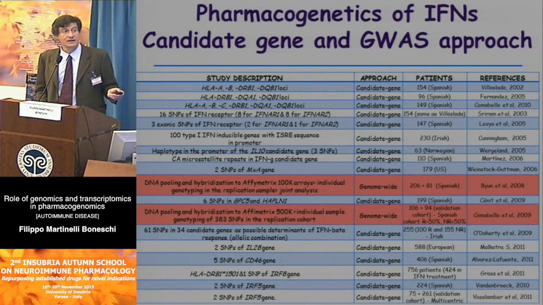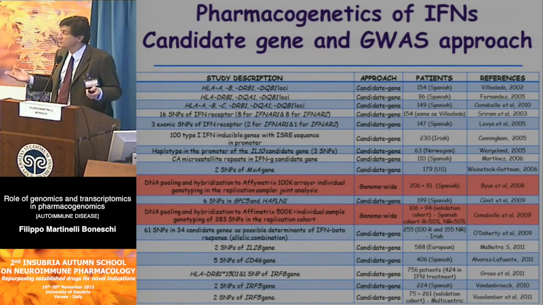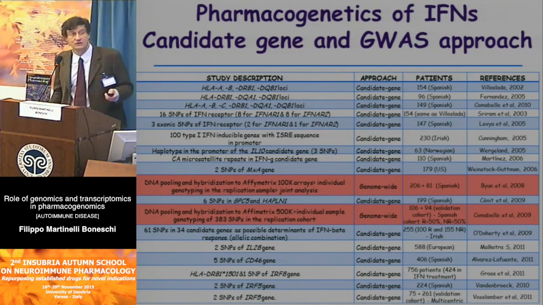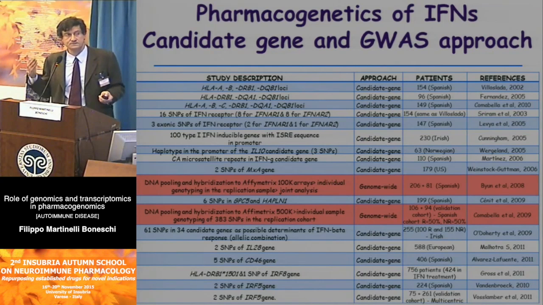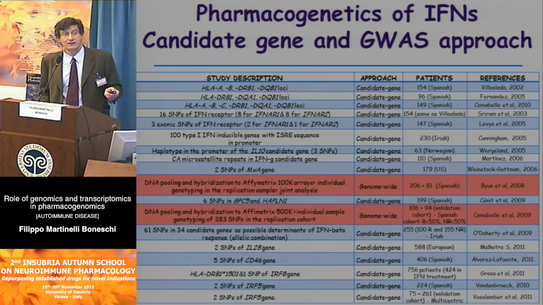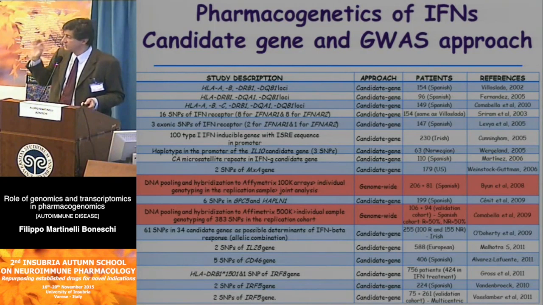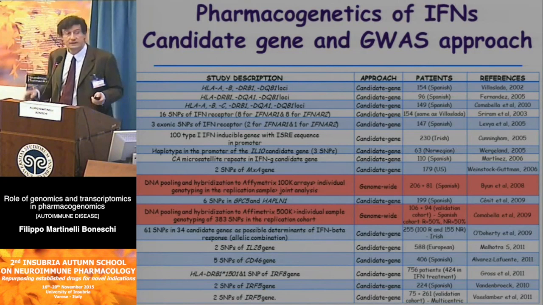So for example, IFNAR1 and IFNAR2: it could make sense that some changes at the level of these genes could somehow explain a different response to the drug. Look at the numbers. The numbers were between 100 and 200, so very underpowered studies. And results were not conclusive. There was a lot of discrepancy in terms of results, even if the mechanism of action and the choice of genes was correct.